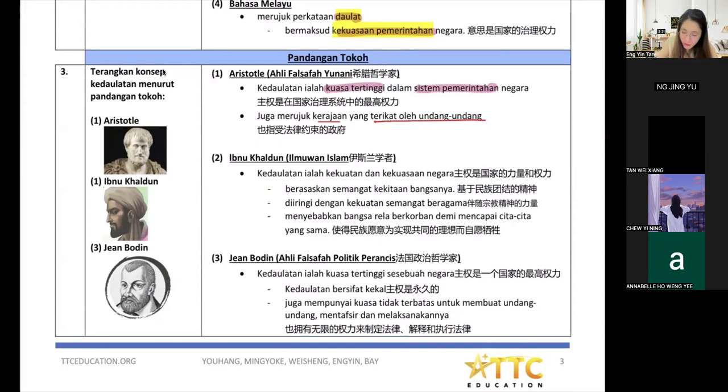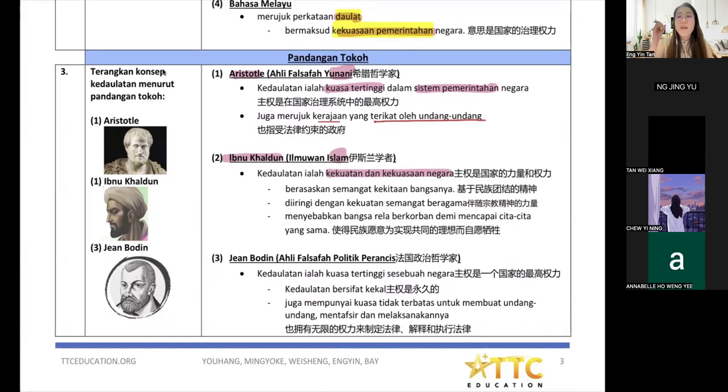Okay. For Ibn Khaldun, remember, this is Aristotle from Yunani, Ibn Khaldun from Islam. He's an ilmuwan Islam. So remember, he's from an Islamic background. Therefore, when he explained the concept of kedaulatan, it is somehow related to religion. Okay. So number one, he said that kedaulatan is kekuatan dan kuasa negara. Kekuatan dan kekuasaan negara, which means the moment you have kedaulatan, meaning you got the power, you are very powerful and strong.